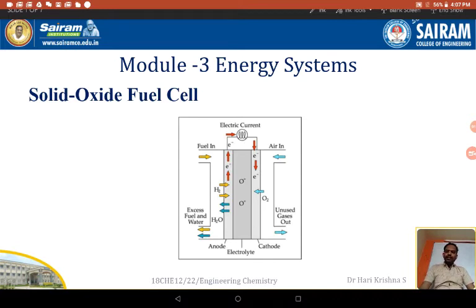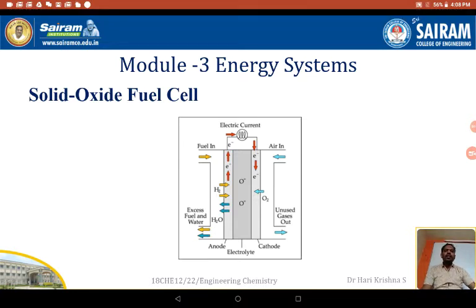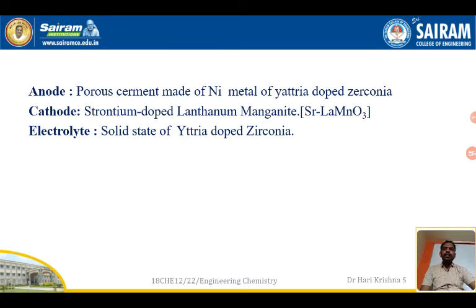Here hydrogen is used as one of the reactants and oxygen is also used as one of the reactants. The fuel is hydrogen, and air, that is oxygen, is used at the cathode. Water is formed as a product. Let us see the anode, cathode and electrolyte used.